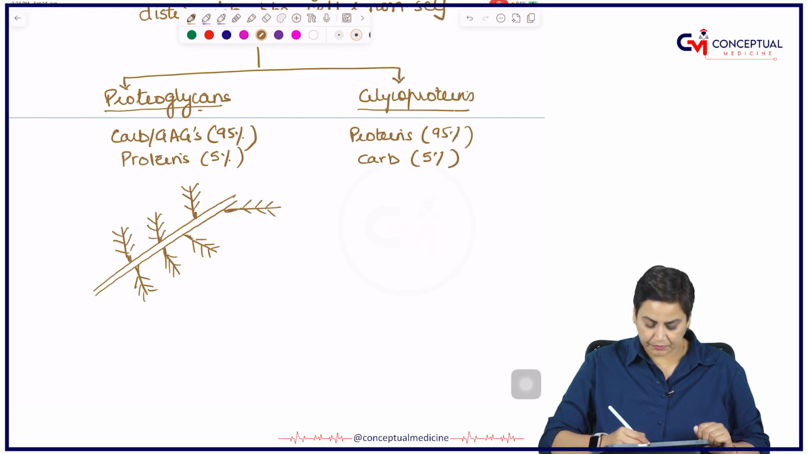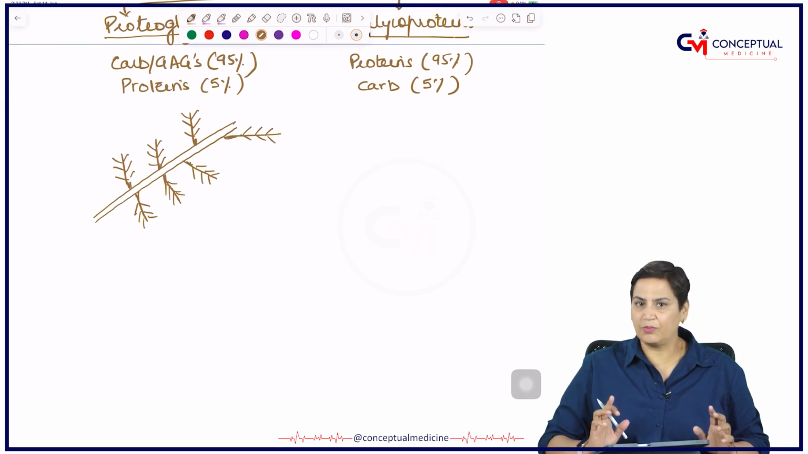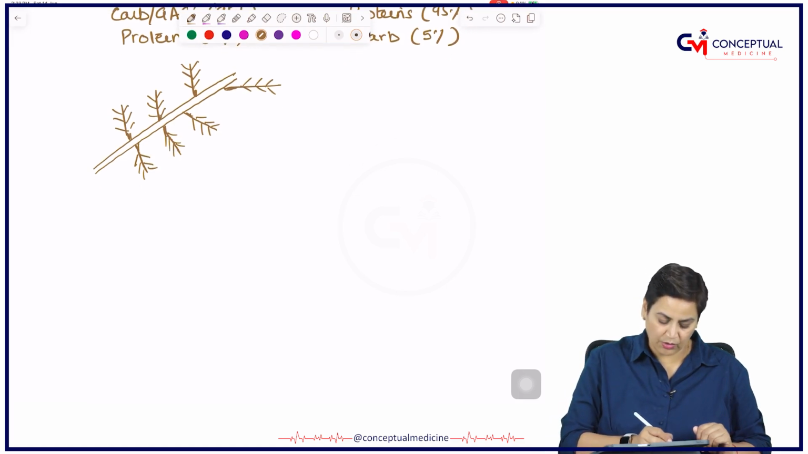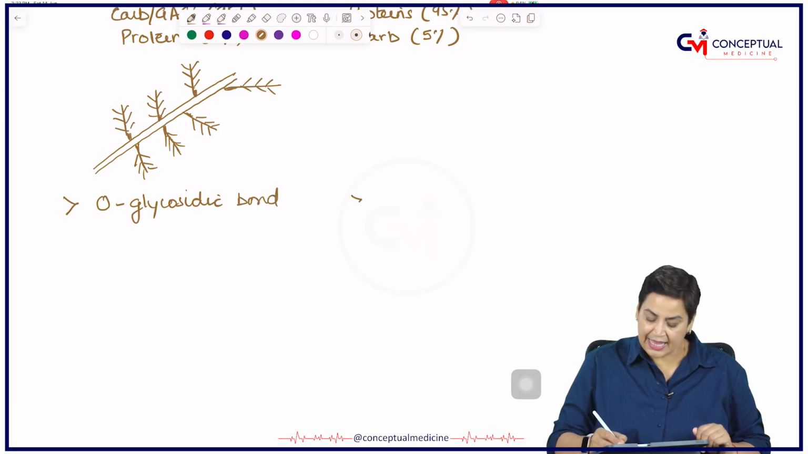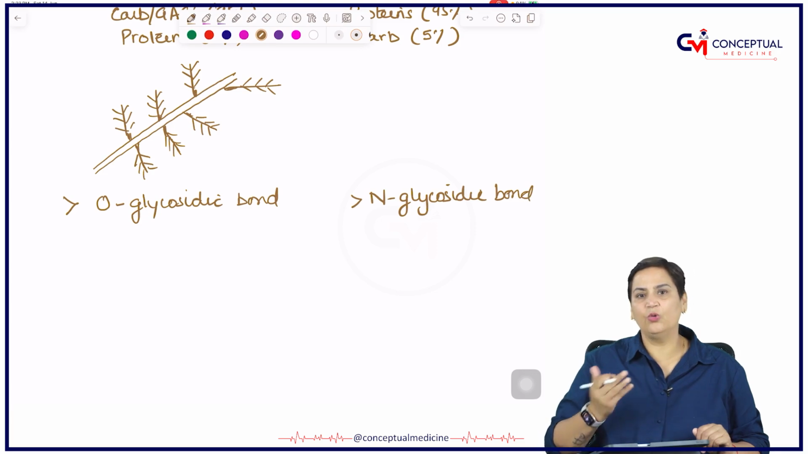Okay, now whether they are glycoproteins or proteoglycans, just keep one thing in mind: they have two types of glycosidic bonds. One is the O-glycosidic bond and the second one is the N-glycosidic bond. Now what is the difference between O and N?